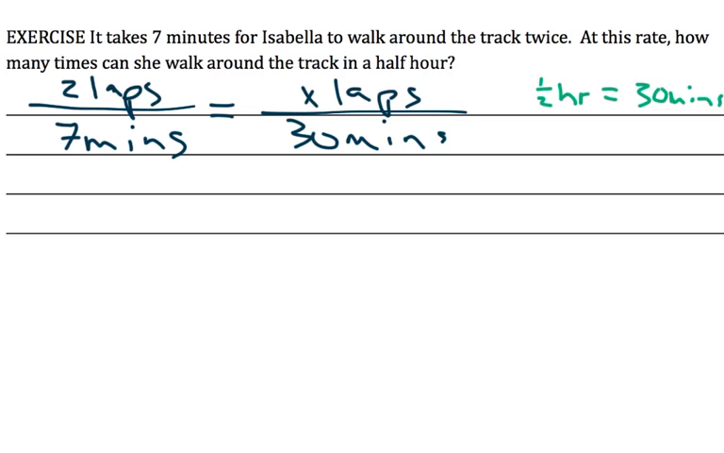Now let's say you did minutes up top and laps underneath. That's okay, just as long as they match up. Because if I flip them and then cross-multiply, I'm going to get the same result. But usually something happens over the time period, so I'm thinking of this as 2 laps per 7 minutes. And then if this is 7 down here, and that's 30, I'm thinking that this 2 would probably be bigger.